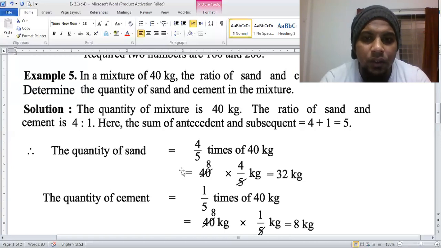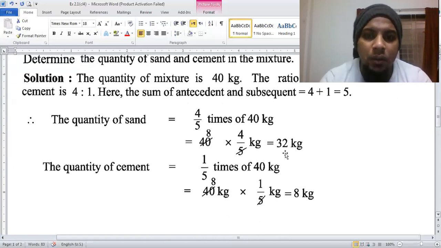That means the quantity of sand is 32 kg, and the quantity of cement, 1 is the quantity of cement from the ratio. Okay, 5 is the sum, and 40 kg is the weight of the mixture. In a similar way, we get 40 kg into 1 by 5 kg is equal to 8 kg. That means the quantity of cement is 8 kg and the quantity of sand is 32 kg.